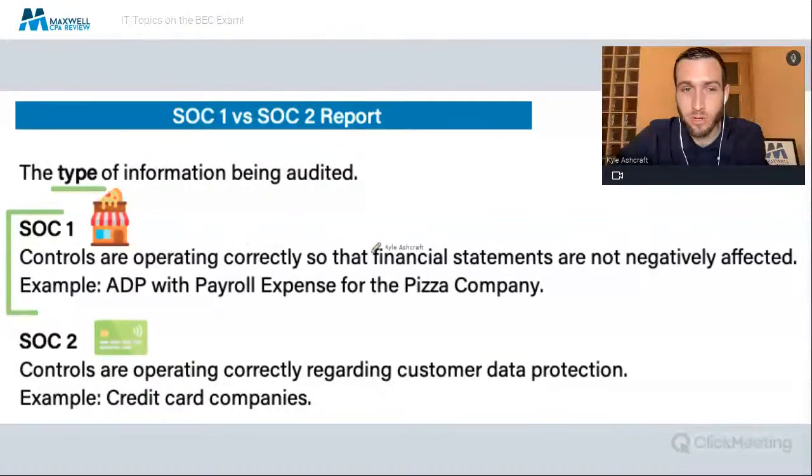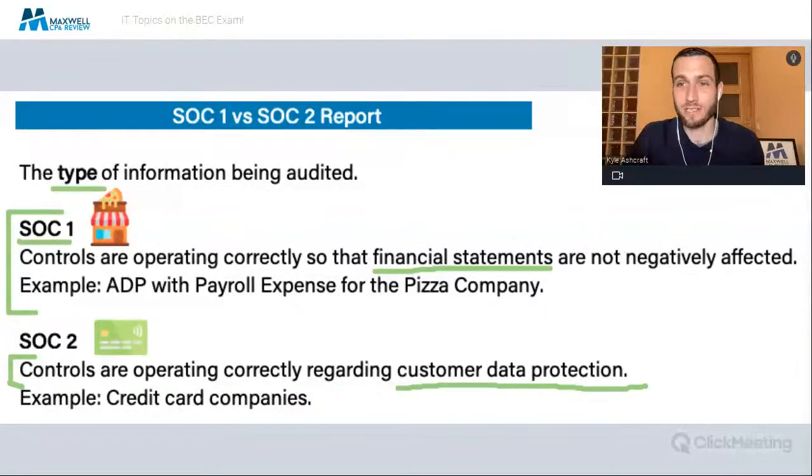A SOC 1 report is going to refer to financial statement information. So if you're talking about controls that are affecting the financial statements, then you're talking about a SOC 1 report. So almost all the time we're talking about a SOC 1 report. But there's a SOC 2 report, and this is talking about the controls in terms of how they're operating for customer data protection. So we're looking at how customers' data is being protected. It's not very relevant for a financial statement audit, but if you are a credit card company, it's going to be very important for you to get that SOC 2 report.